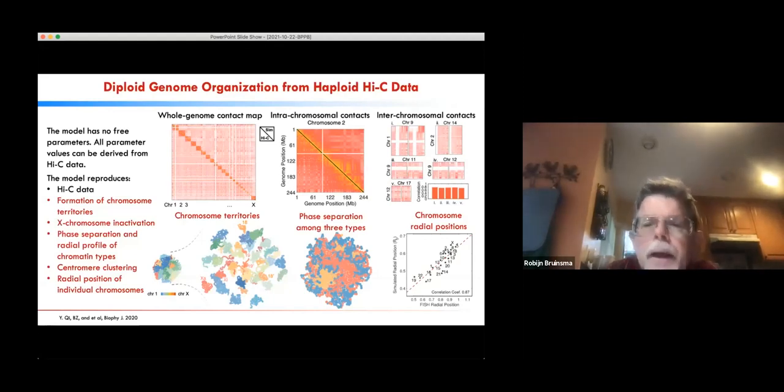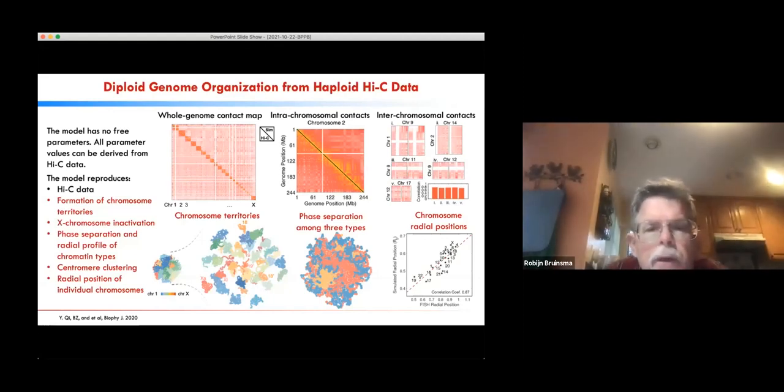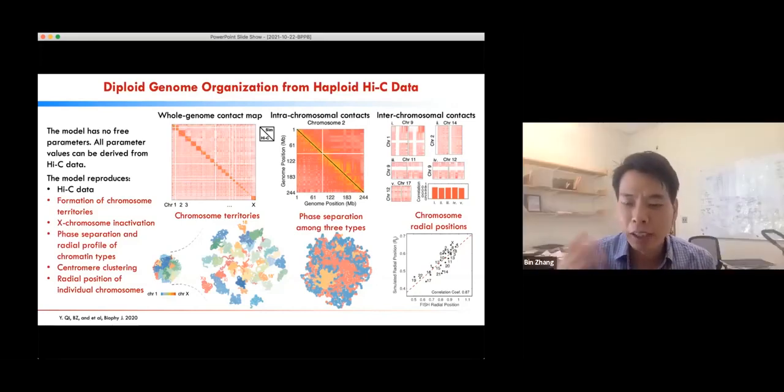I was referring particularly to the chromosome territories, because the Hi-C map in a way includes all the physics which leads to the chromosome territories. That's fair. Yeah, you are absolutely correct in that.